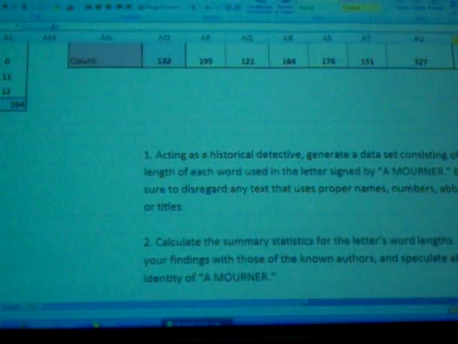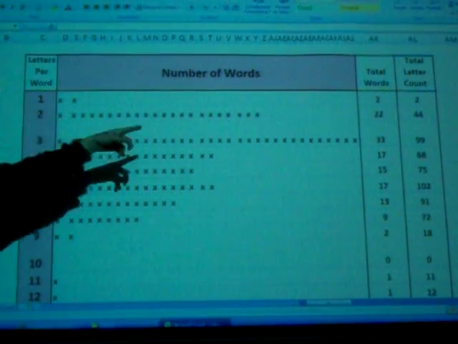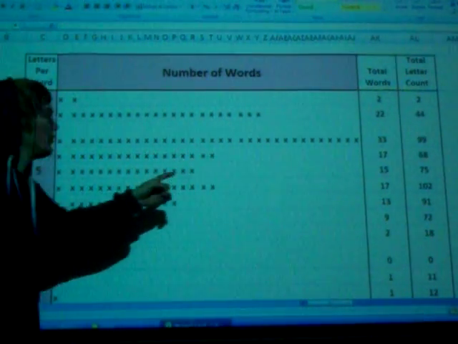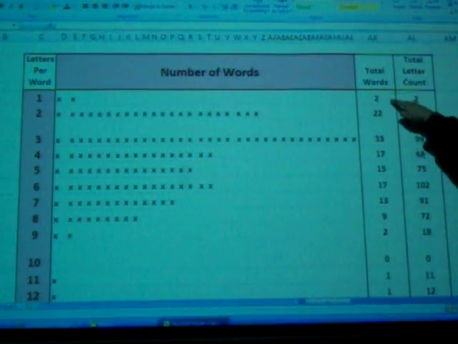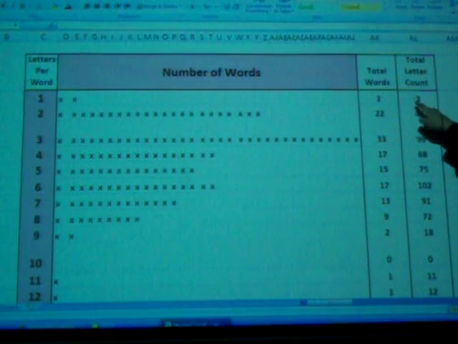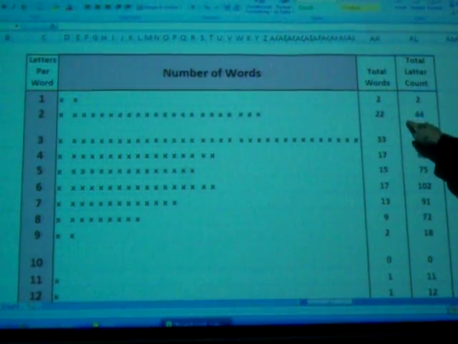And then we counted them all up. So there were 2 one-letter words, 22 two-letter words, and so on. We had to take the total number of words that had that corresponding amount and then compare it to their value. So there's 22 two-letter words, which means that there's 44 letters.